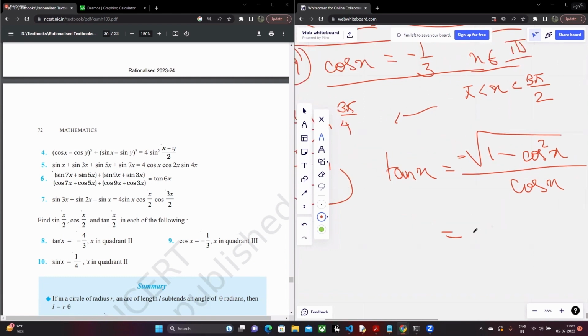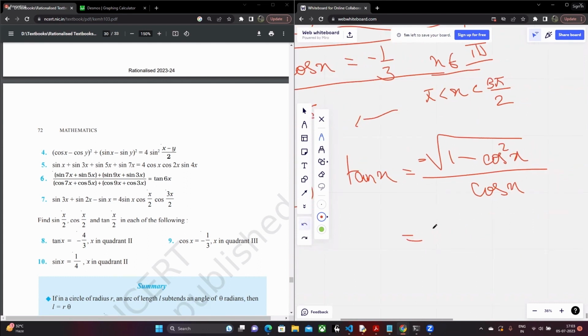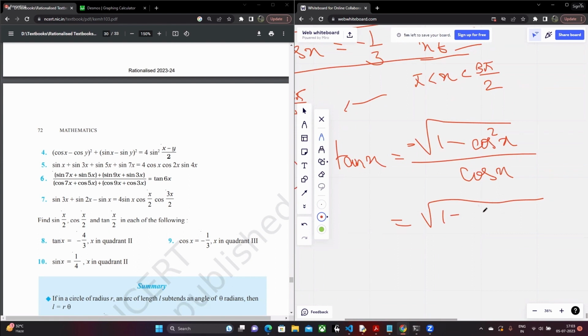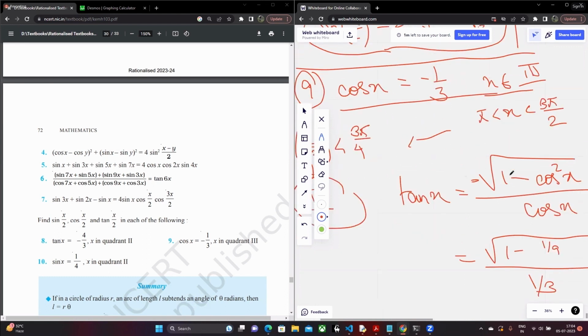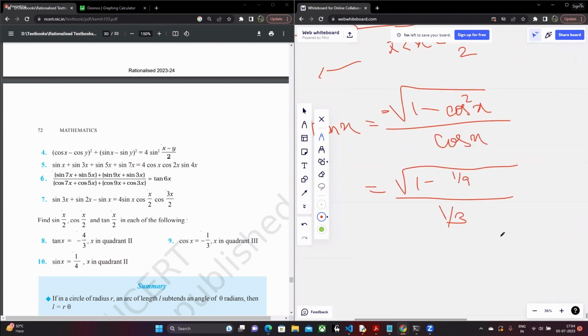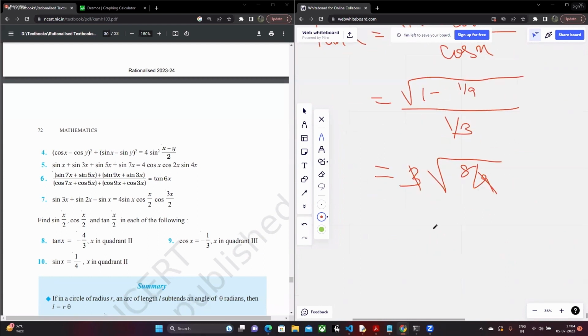This is going to be minus square root, or instead of minus, I just say square root of 1 minus, this is going to be 1 by 9, right? It's going to be 1 by 9 divided by 1 by 3. This minus and the minus of this minus 1 by 3 gets cancelled out. Right? So this is going to be equal to 3 root of 8 by 9. This 9 and this 3 get cancelled out. So I'm left with 2 root 2 as tan x.